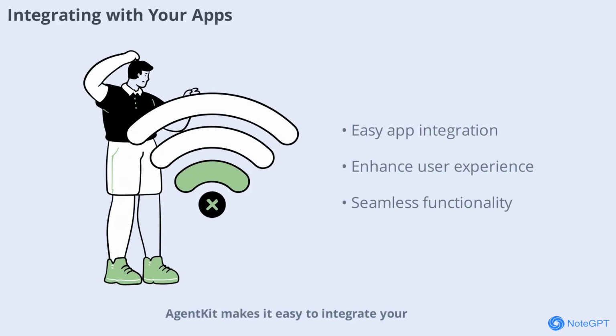AgentKit makes it easy to integrate your AI agents into existing apps and websites. With features like ChatKit and the connector registry, you can quickly add intelligent functionality to your digital products. This seamless integration means your users get smarter, more responsive experiences without any hassle.